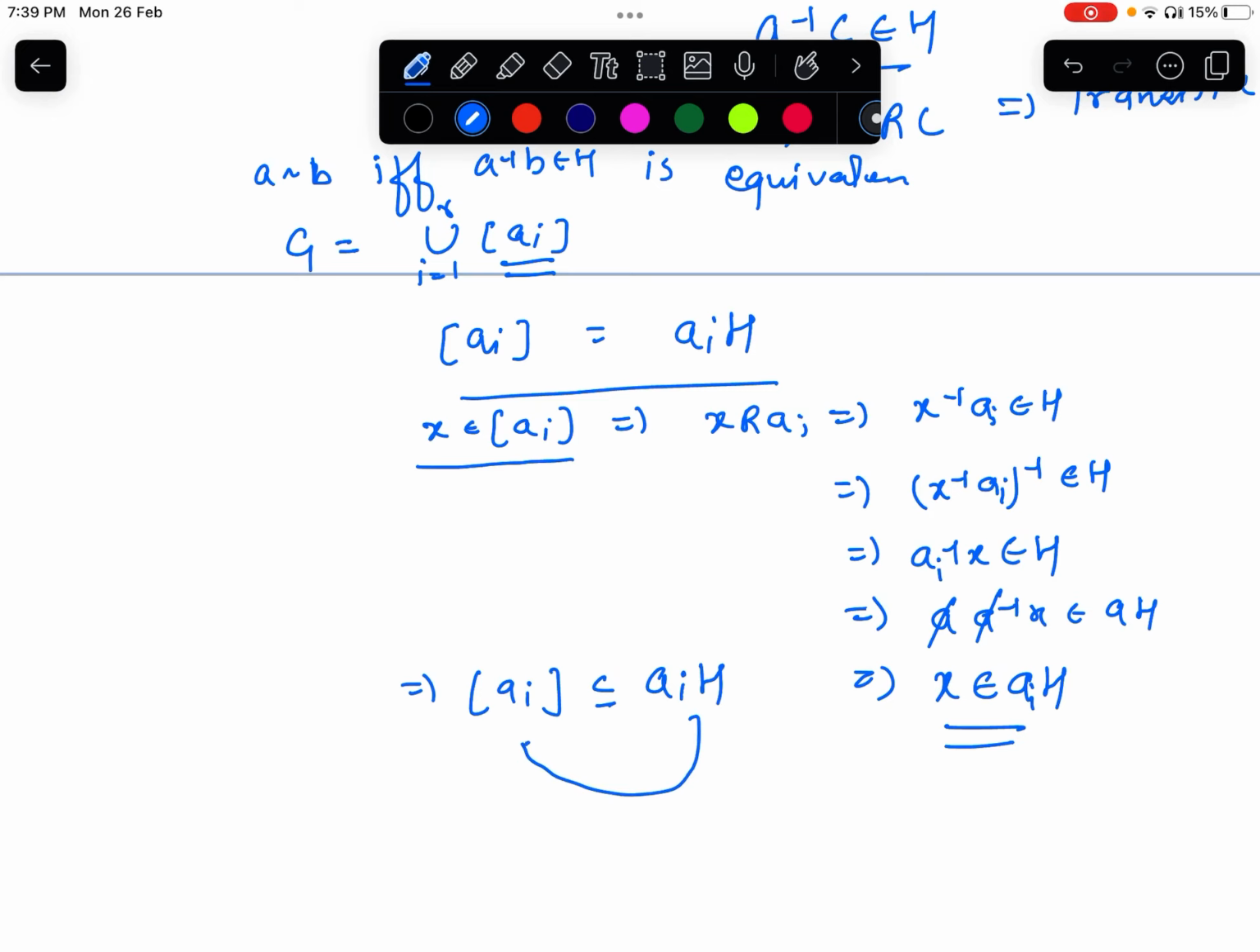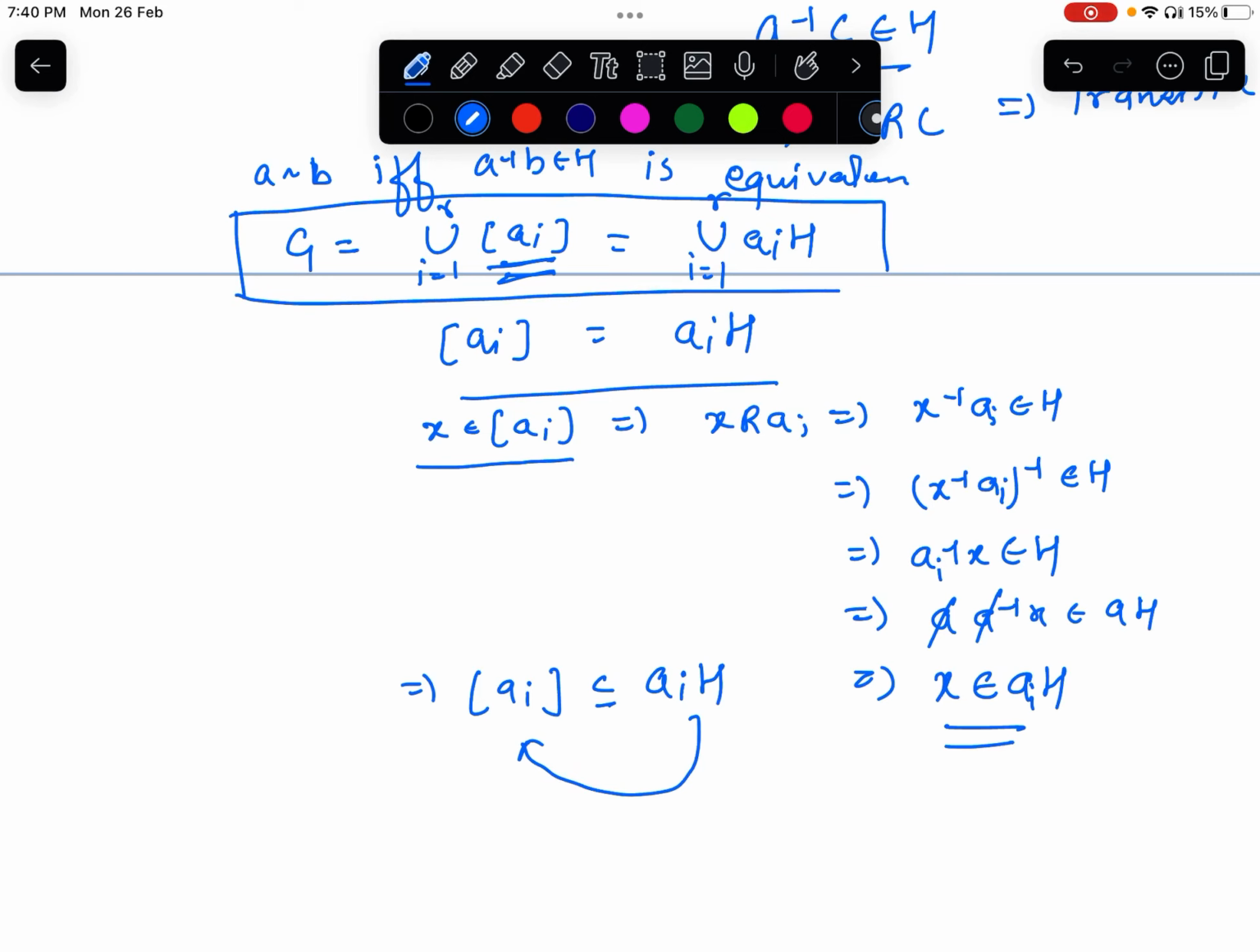Similarly, we can prove the other way around. So this means the union, i from 1 to r, of the equivalence classes of a_i is equal to the union of a_i H. This we needed to prove, that G can be written as a union of left cosets.